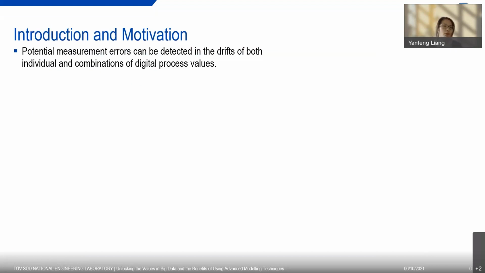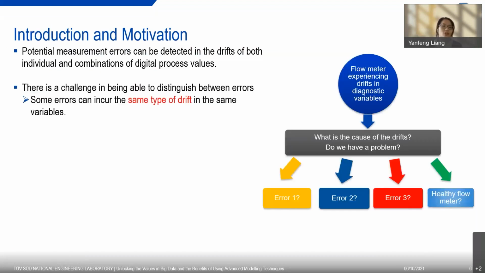So you may think, well, that's great. If we have a problem, we just need to look at certain diagnostic variables and then we can sort out the problem. Unfortunately, things are not so easy. What we actually found is that there's a challenge in being able to distinguish between different errors. Some errors can incur the exact same type of drift in the same variables. So whenever we see drifts in the diagnostic variable, end users end up in a bit of a dilemma, thinking, well, what is exactly causing those drifts?